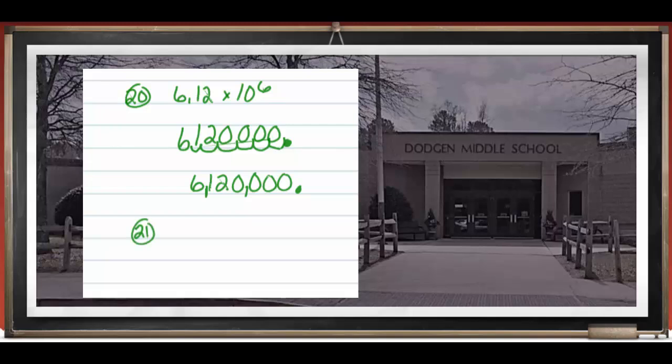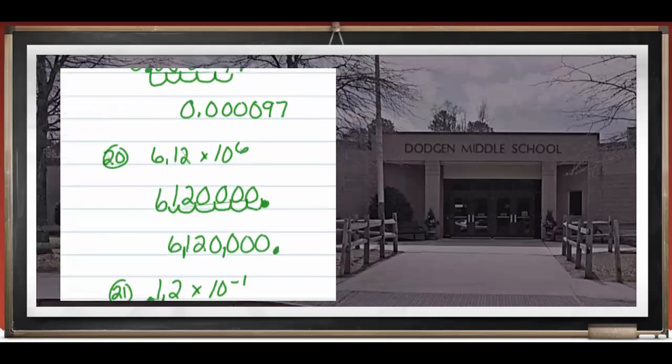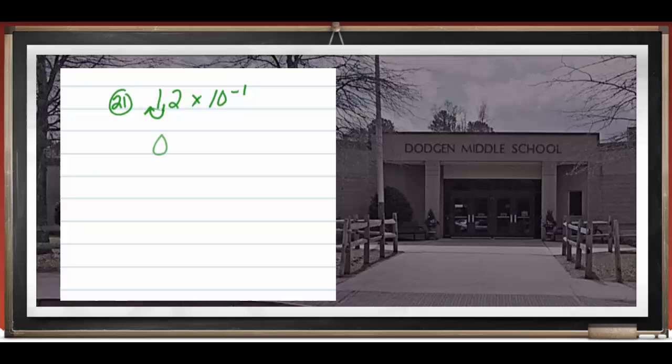Problem number 21. 1.2 times 10 to the negative first power. Again, a negative power means that I'm dealing with a small number. So in this instance, again, my decimal is going to move. It's going to move to the left one place because our negative first power. And so I'm going to end up with 0.12.